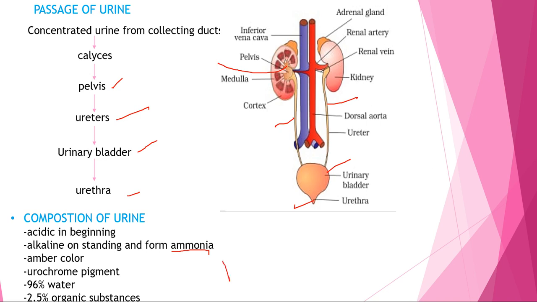Okay, so what is the color of the urine? The color of the urine is amber due to the presence of a pigment called urochrome. The urine is composed of 96% water, 2.5% organic substances like urea, uric acid, vitamins and some hormones, and 1.5% inorganic substances like sodium, chlorine, phosphorus, manganese, magnesium, calcium, iodine, etc. This is the composition of urine.